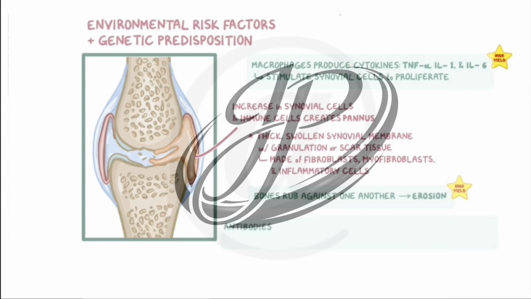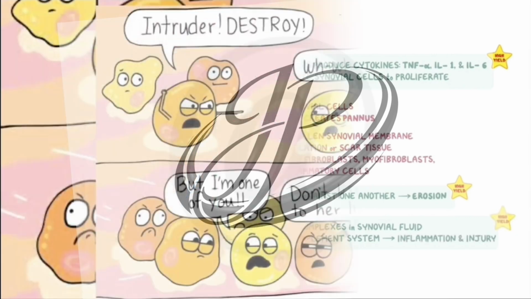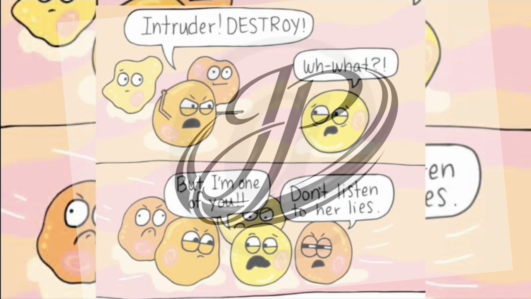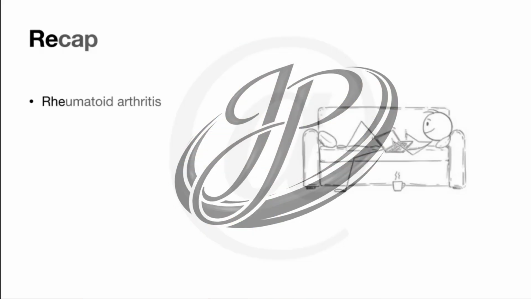Now the antibodies that came are going to go and form complexes in the synovial fluid, activating your complement system, eventually causing more inflammation and injury, right? So that's all about rheumatoid arthritis, wherein your body starts attacking itself, right? Keep reading. Until next time.